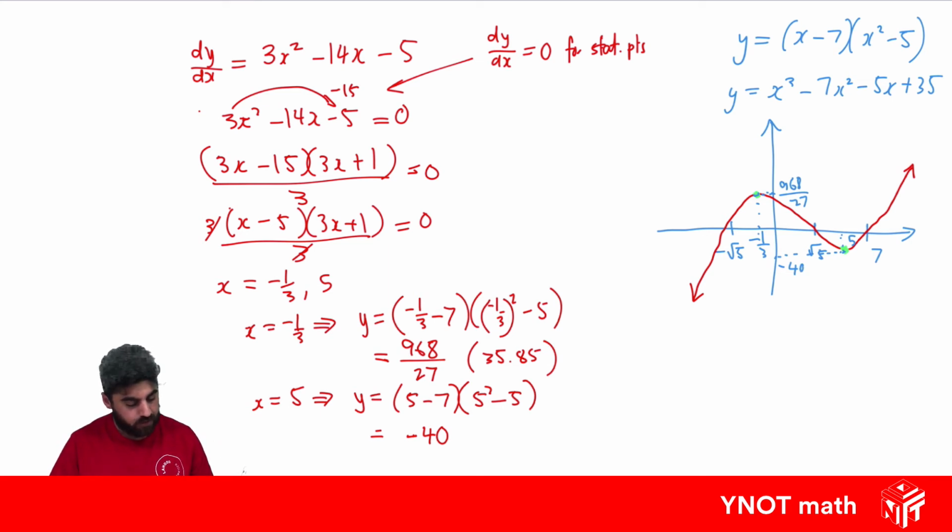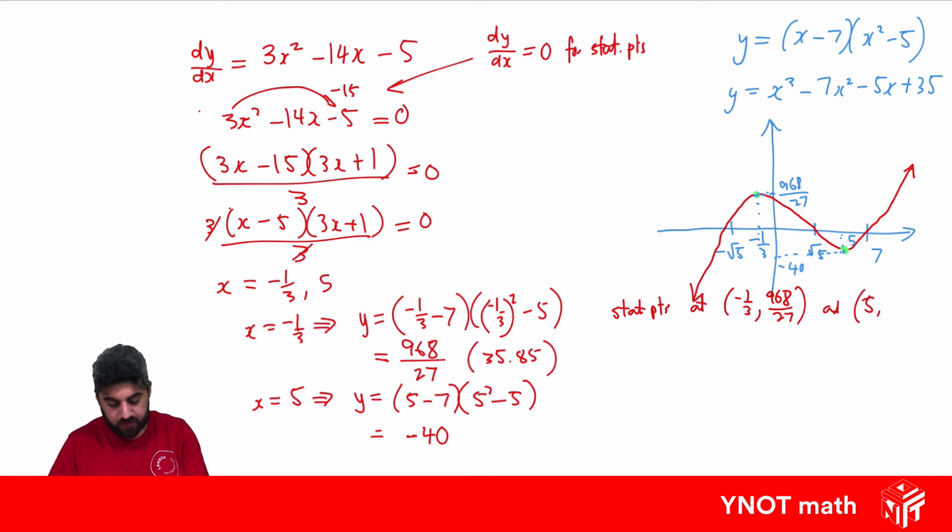Okay, so now we can say we have stationary points at minus a third, 968 over 27, and 5, minus 40. But what kind of stationary points do we have? Well, we know because we can see, but how can we use the first derivative to help us?